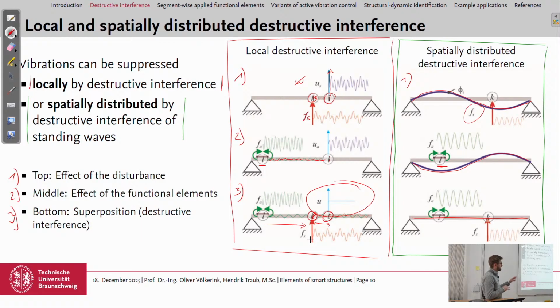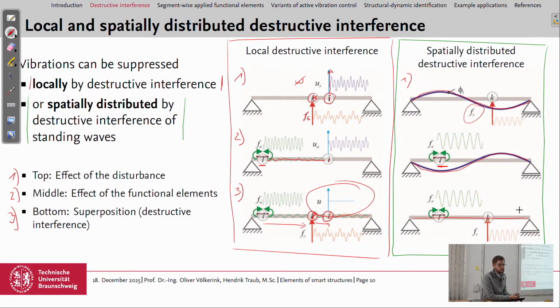Our look at this in this lecture is very general. So details like which actuator do we need, which control approach, and so on, is not part of the lecture. My aim is that you understand just the basic concepts. We have the local destructive interference, where you would look at one point and try to calm down this one point. And the other is the spatially distributed destructive interference, where you really try to excite the same mode shapes with the phase shift to calm the whole structure down.